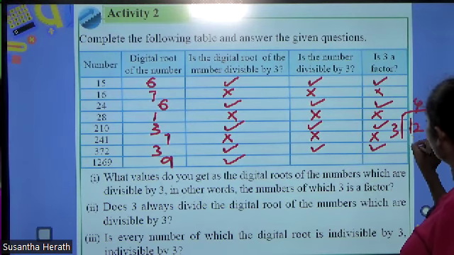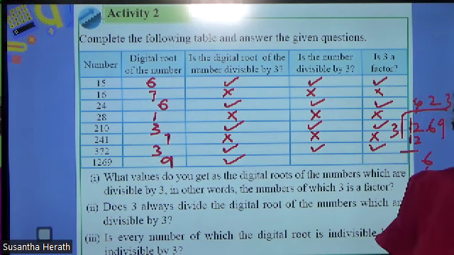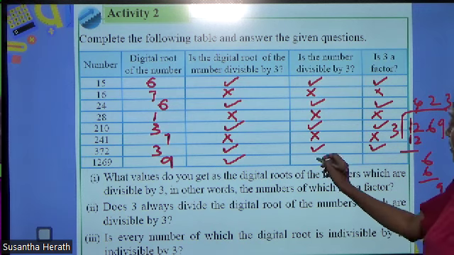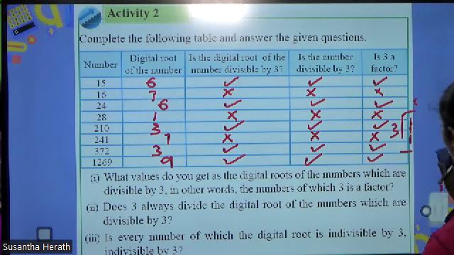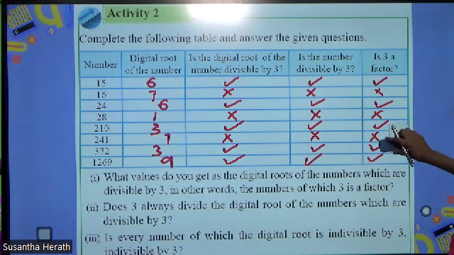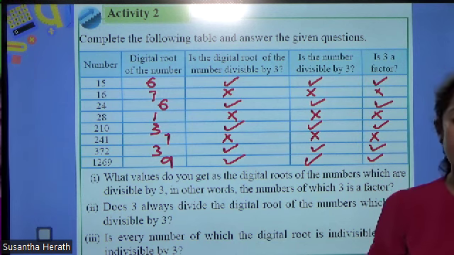Here 4, 12, for 6, 2. Then for 9, 3. Then without remainder we can divide by 3. Then this is a factor of that number. So we can get the answers like this. Okay, then we see what are the questions they are asking.